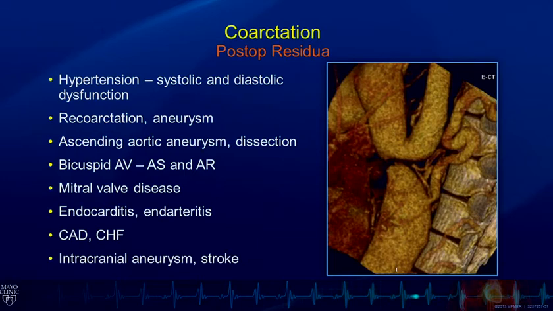Over 50% of patients with coarctation will have a bicuspid aortic valve, and so we look for complications related to that: aortic stenosis, aortic regurgitation, and endocarditis. Mitral valve disease, relatively uncommon, but can occur in patients with coarctation. Of course, these patients are at increased risk for endocarditis or endarteritis.